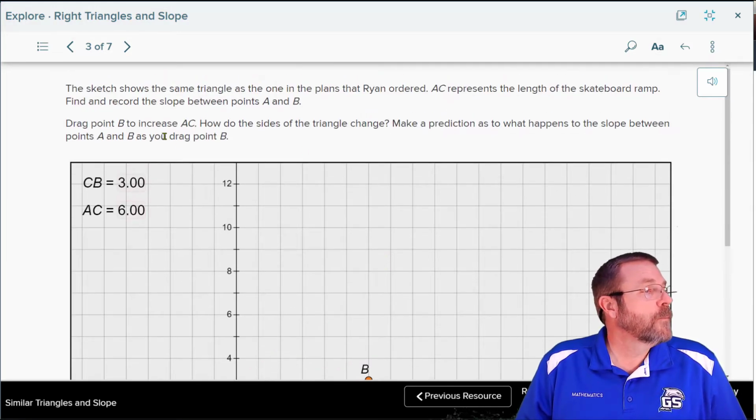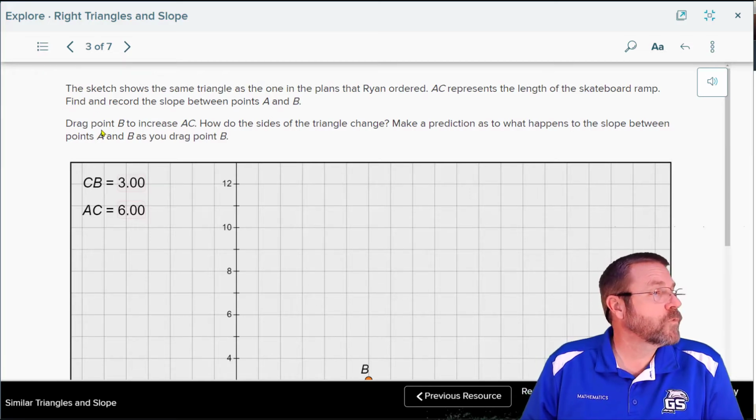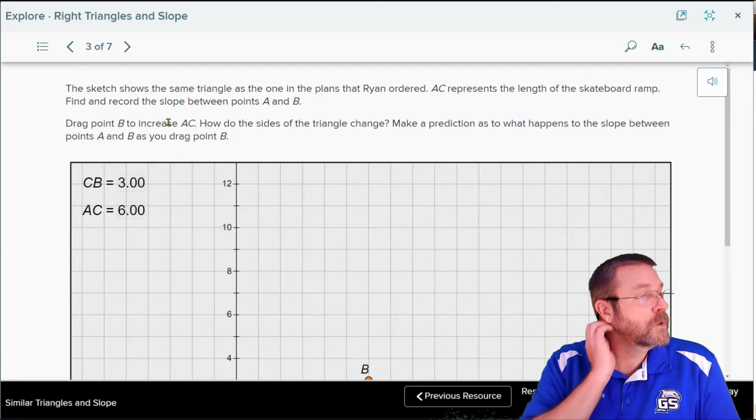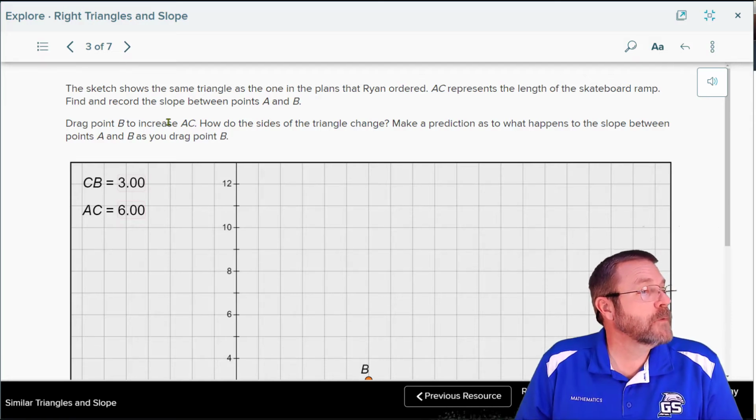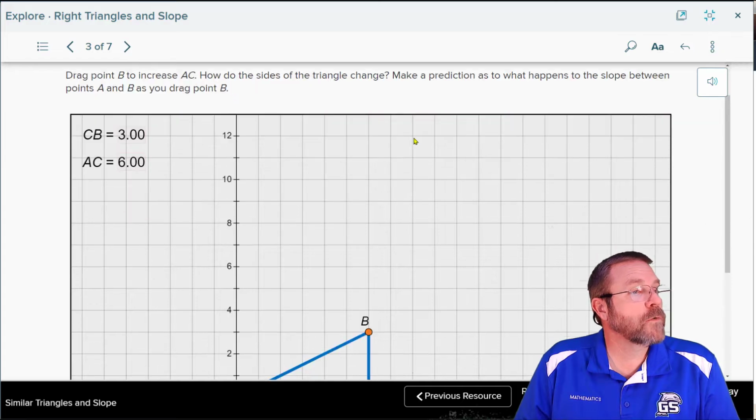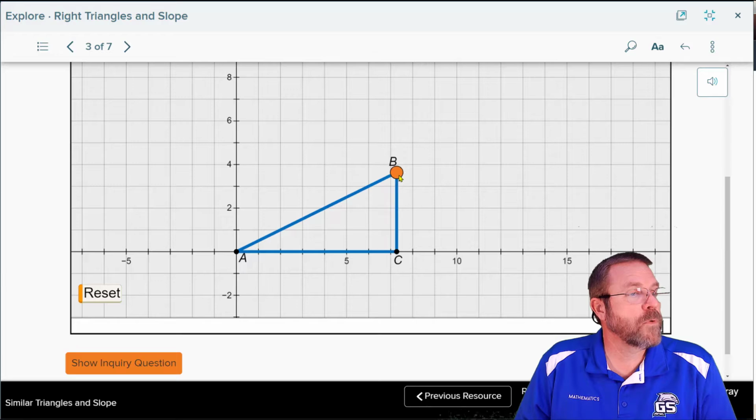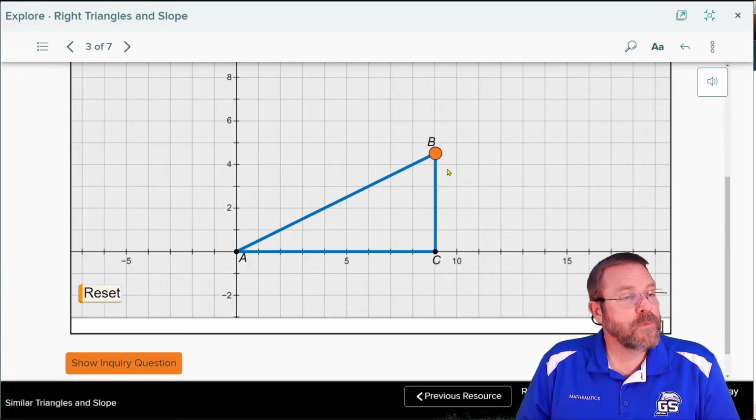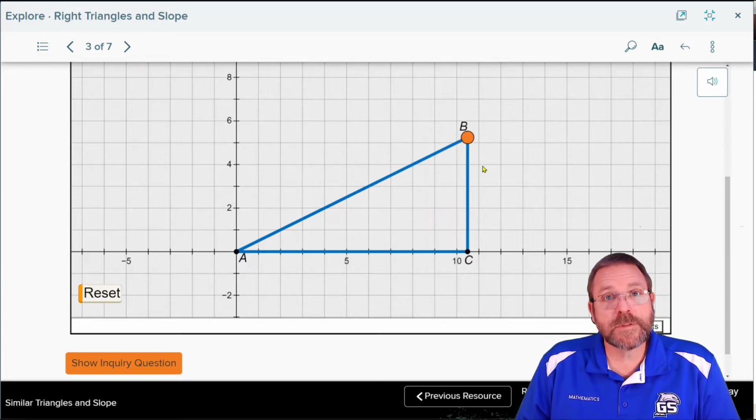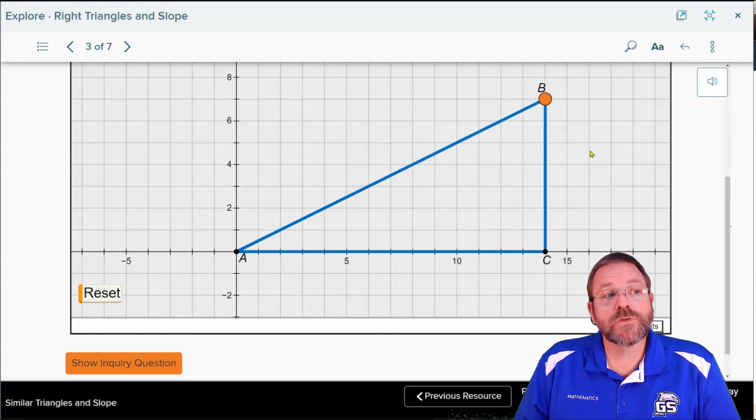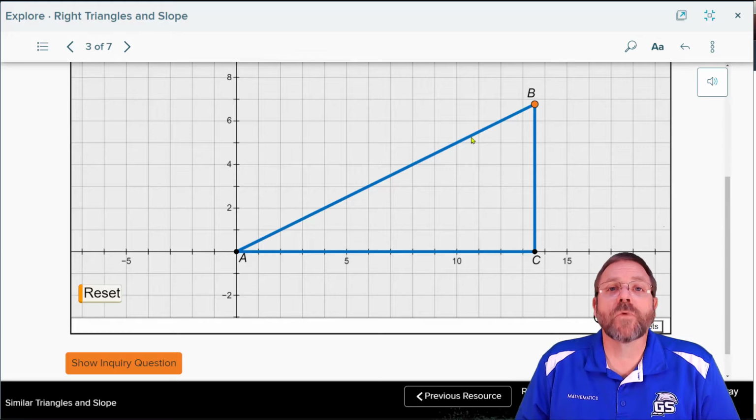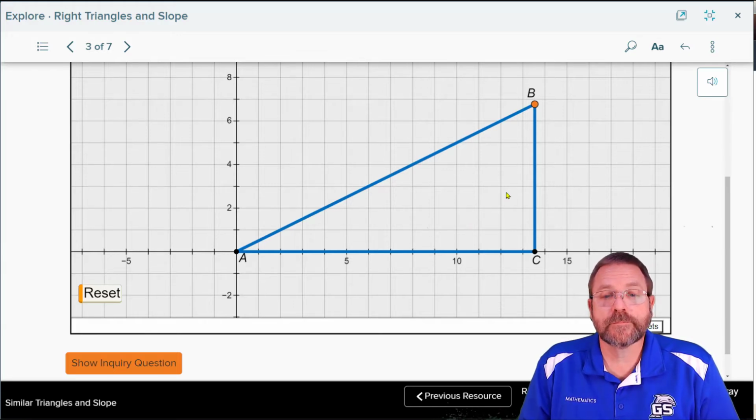Meanwhile, they want to find and record the slope between points A and B. Drag point B to increase AC and find out how the size of the triangle is going to change. Make predictions about what happens to the slope. So we're going to drag point B, and you can see that even though the length of the ramp is getting longer, the actual slope of it does not change at all, because it's going to be the same exact rise over run ratio.